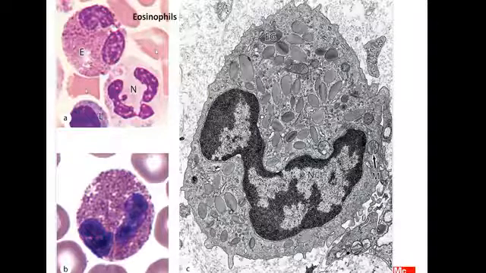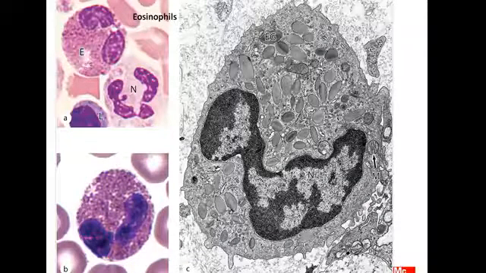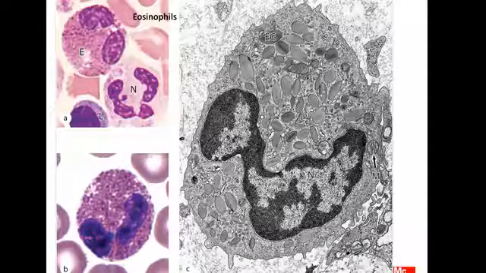This is RBCs. This is the ultrastructure, or EM, of the eosinophil. This is the first lobe and this is the second, bound to each other by a thin thread of chromatin. This is the vacuole that contains specific granules, which are coarse orange granules.